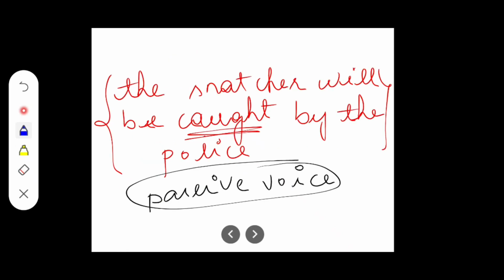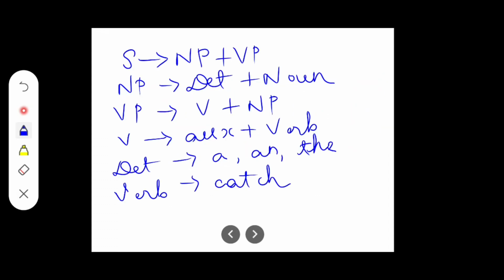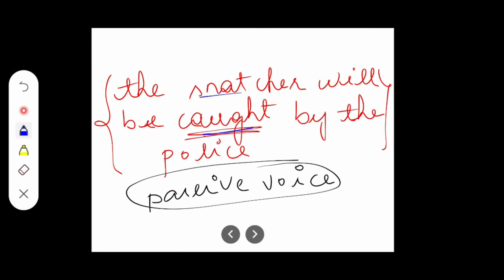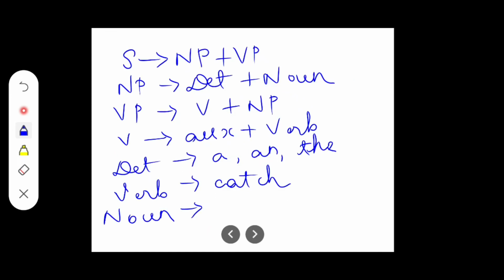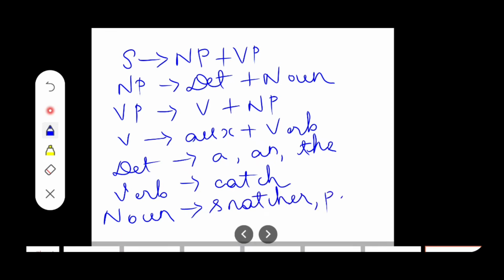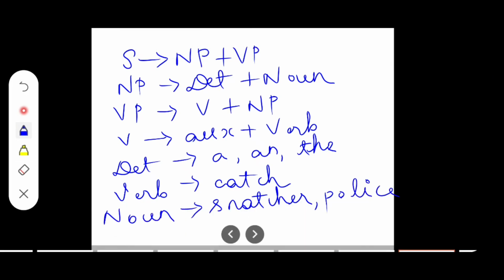And the verb, in this example particularly, is catch. See, it is catch, that is caught. The word caught is nothing but catch. So what are all the nouns that we have in the sentence? Look into the sentence. Snatcher and police, these are all the nouns. So the first noun in the passive sentence is snatcher, and the second noun is police.